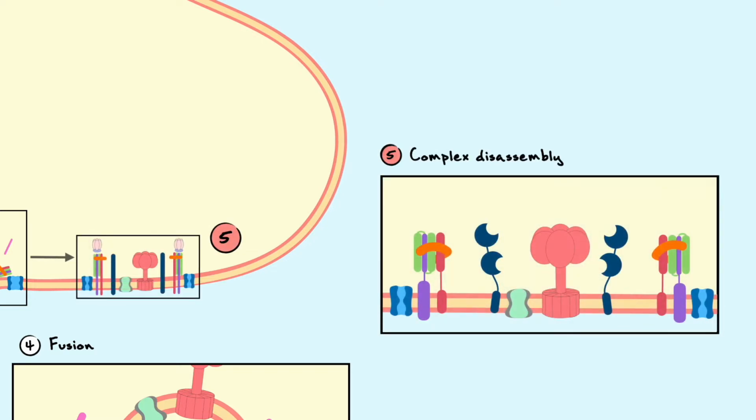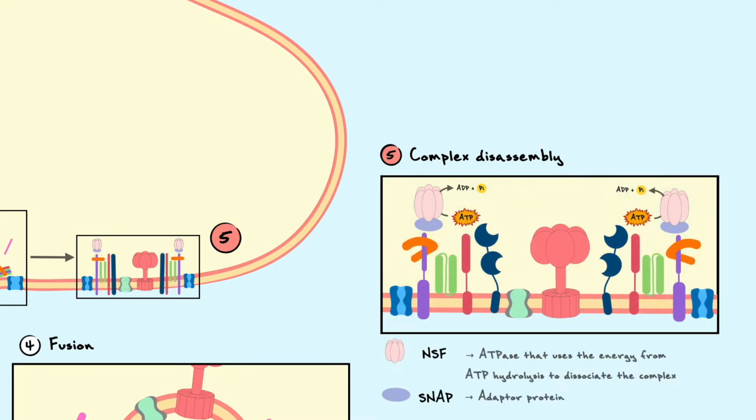Regardless of how the vesicles are recycled, the SNARE complex must be disassembled after fusion by two important proteins, named NSF and SNAP. NSF is an ATPase that binds to the complex via an adapter protein SNAP and dissociates the complex with the energy released by ATP hydrolysis.